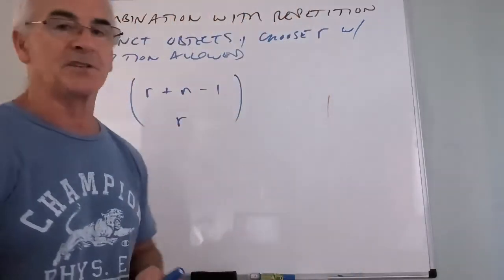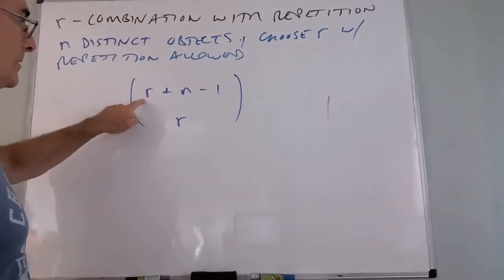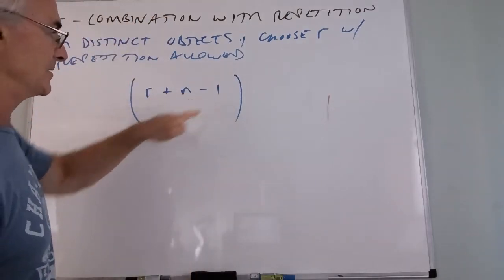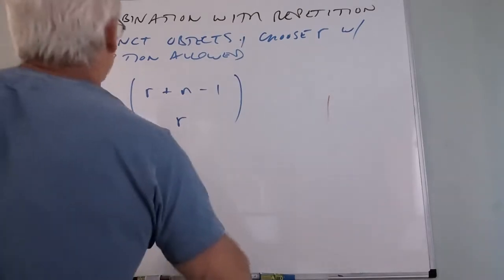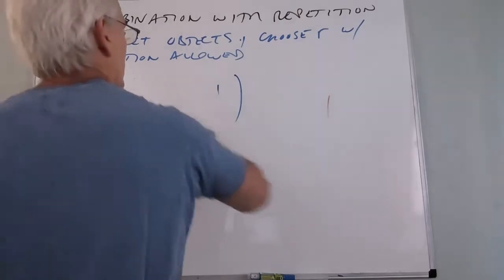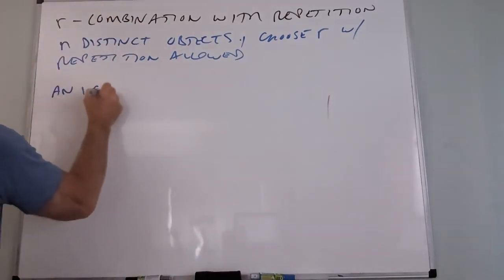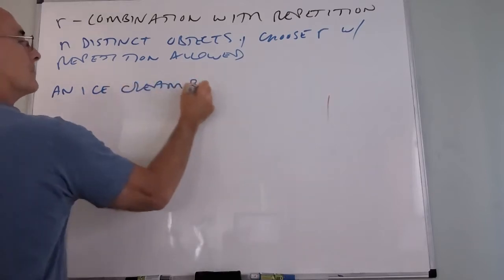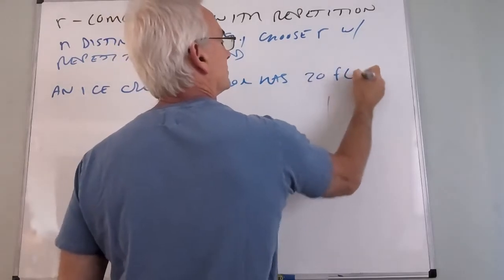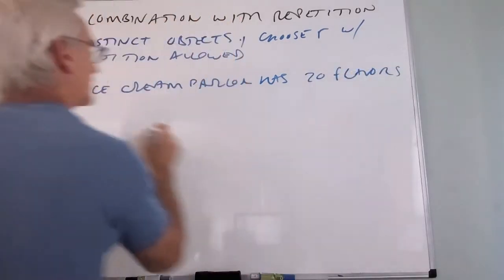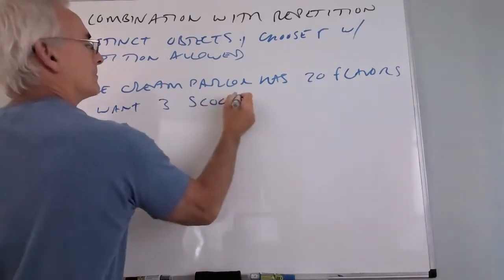So in our first example where I said pick 2 numbers from the numbers 1 through 5, it was 2 plus 5 minus 1. That was 6. Choose 2. Okay, but let's make it a little bigger. Let's go do our ice cream shop example again. All right. Let's say an ice cream parlor, and let's say it has 20 flavors. Okay. You want 3 scoops in a bowl.